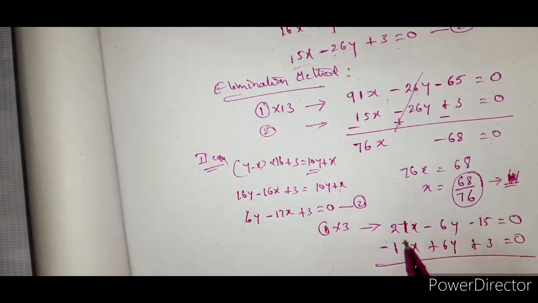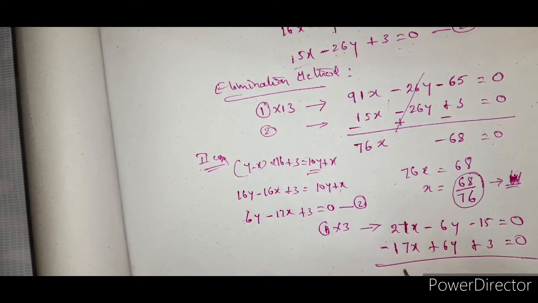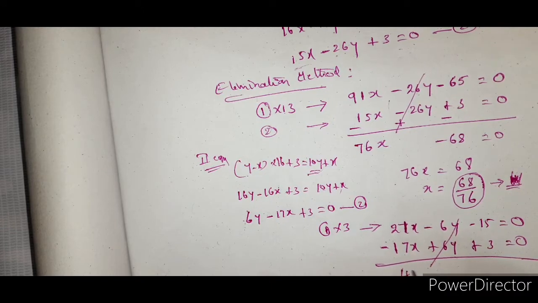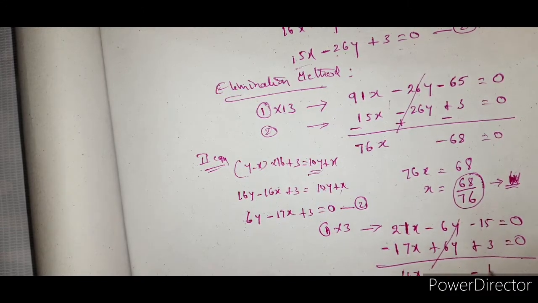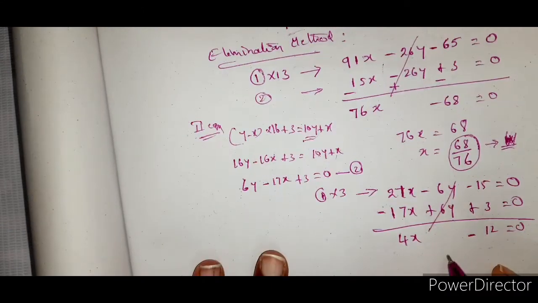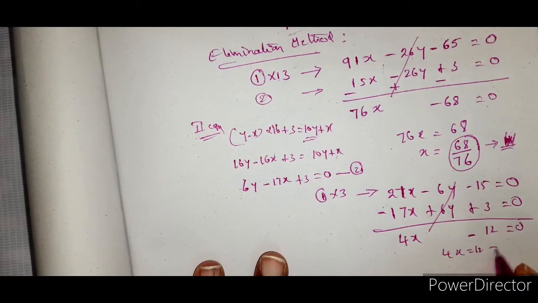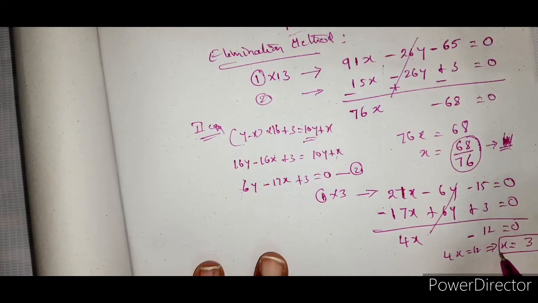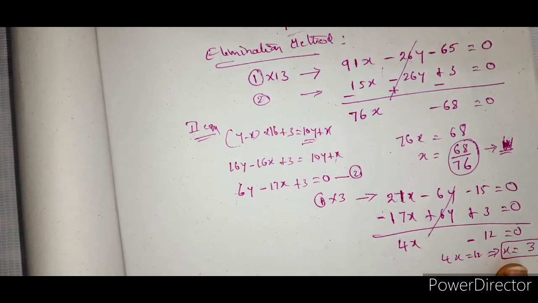Now see how fast it will be. 21 minus 7, plus 6y minus 6y will get cancelled. This is 4x. And this is minus 12 is equal to 0, or 4x is equal to 12 implies x is equal to 3. Fantastic. We got x is equal to 3.